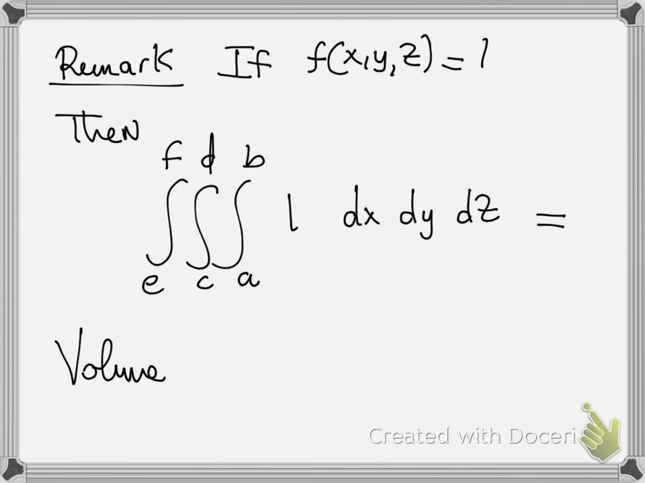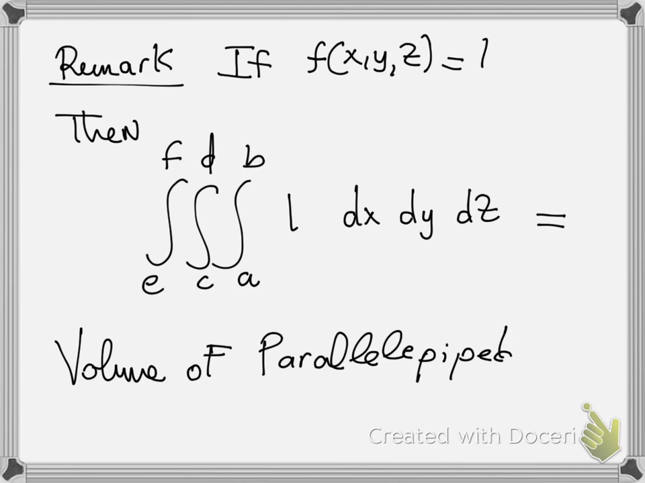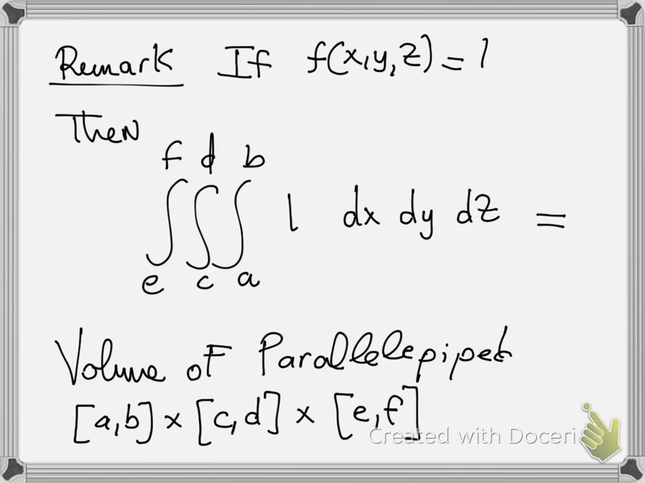So if this function f of x, y, z is just equal to 1, then this will be the volume of the parallelepiped with AB cross CD cross EF. Okay, so it would be this thing here.